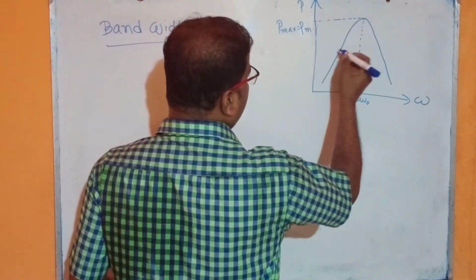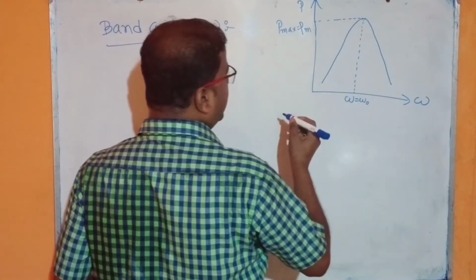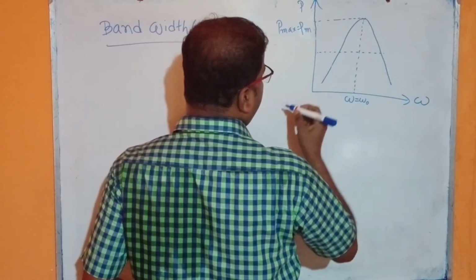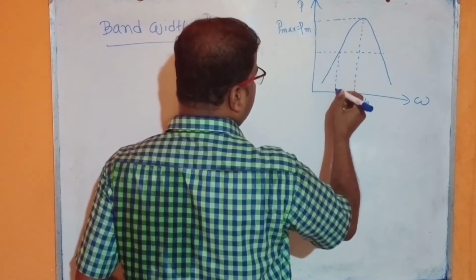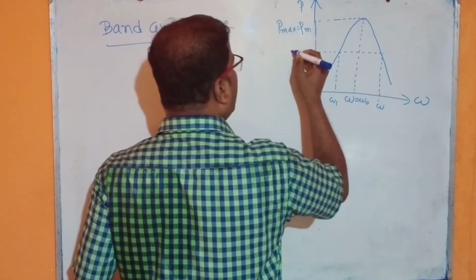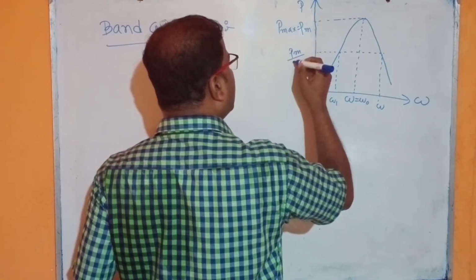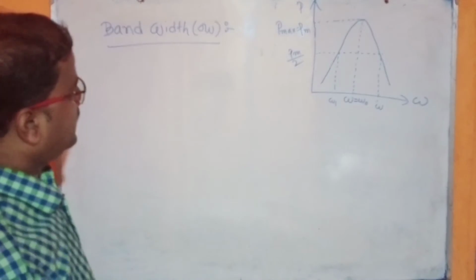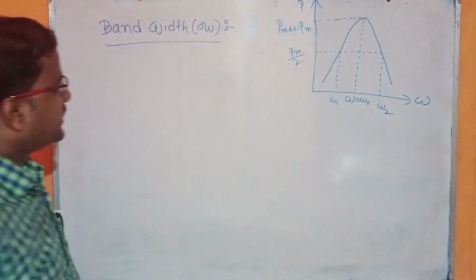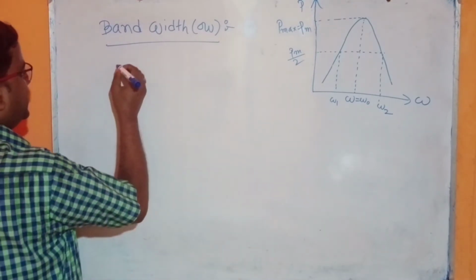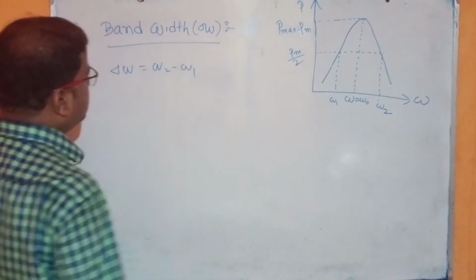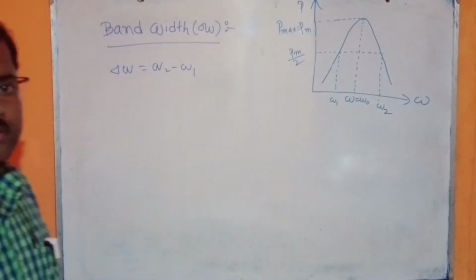We define two frequencies, omega 1 and omega 2, such that at these two frequencies the power is half of the maximum. In this condition, when the power is half of the maximum, the difference of frequency, omega 2 minus omega 1, is called the bandwidth.